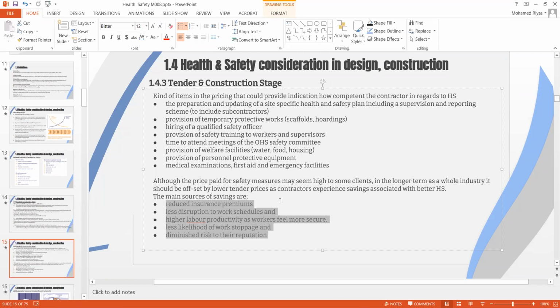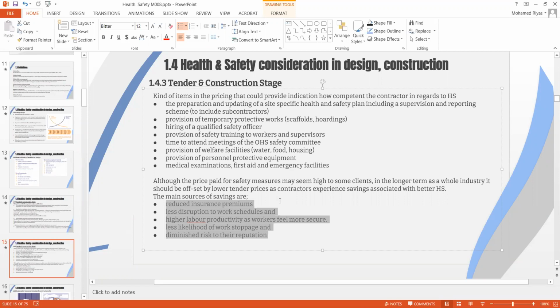And the second advantage, the savings you could have, is less disruption to the work schedule, so you will achieve your milestones. This will benefit you overall as a company. Now, the third benefit of savings you could achieve is higher labor productivity, as workers feel more secure.